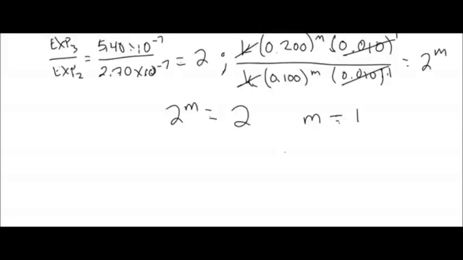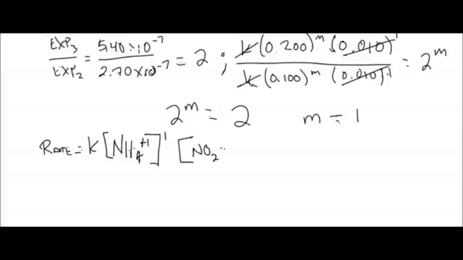To write the rate law correctly now, I'm going to have rate is equal to the concentration of my ammonium, first order, times my nitrite, which is also first order.